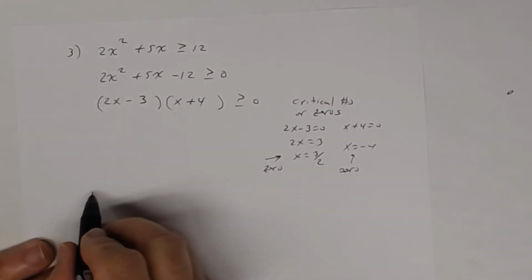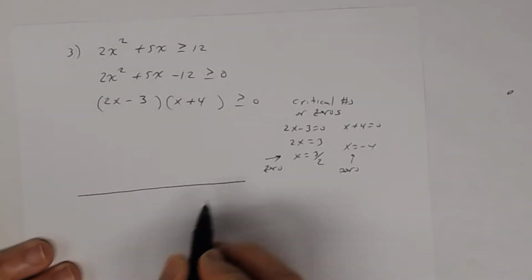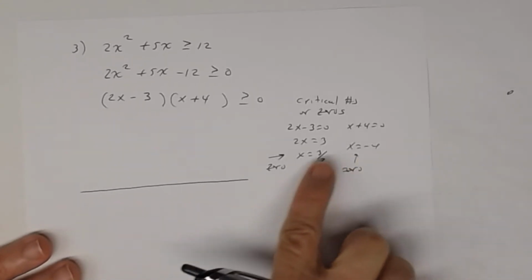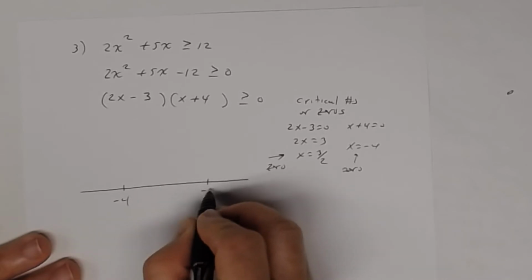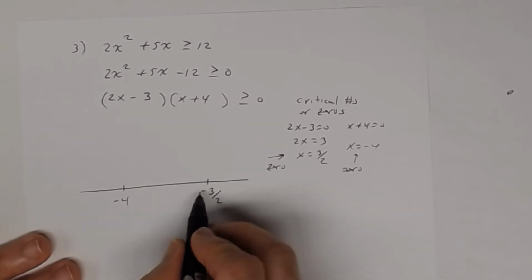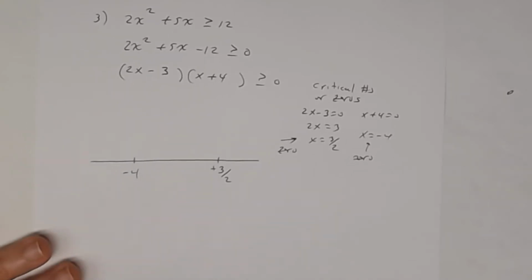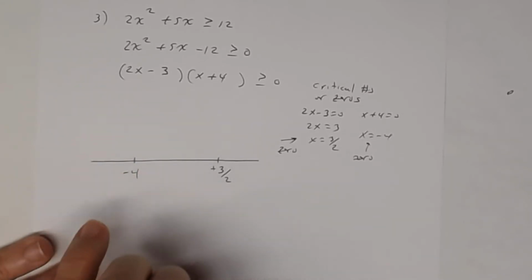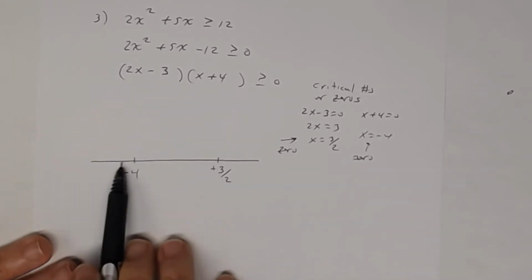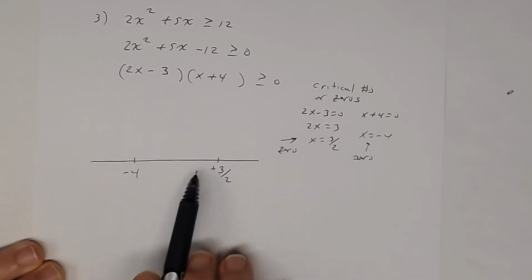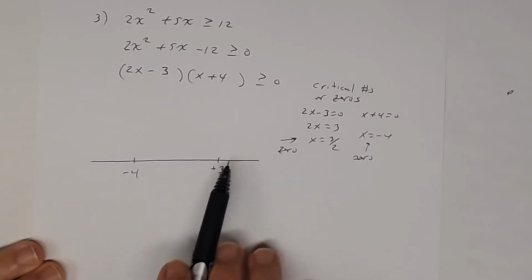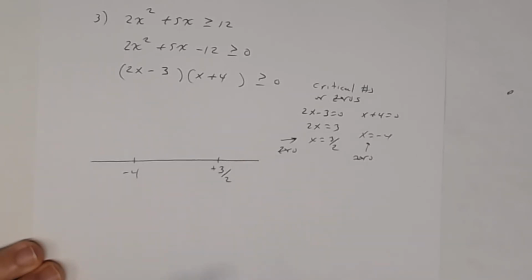So then I put this on the number line. Make sure you put them in order. So negative 4 will come before 3/2. So here's negative 4, and here's 3/2. Oops, I didn't mean this is positive. Let me go ahead and change it to positive. So negative 4, positive 3/2. All right? So notice that these zeros divide the number line into how many intervals? 3 intervals. One from negative infinity to negative 4. Second one from negative 4 to 3/2. And then the third one from 3/2 to infinity. Okay?